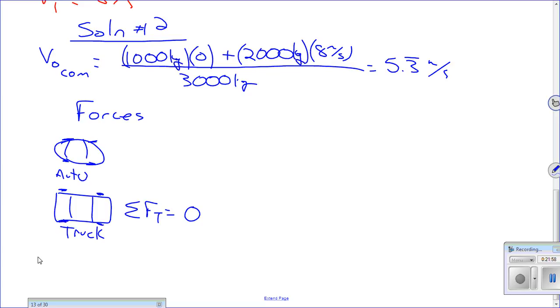Okay. So, how about the net force on the auto? Be mass times acceleration, right? So the mass of the auto was 1,000 kilograms. The acceleration of the auto was 4 meters a second squared, so we got 4,000 newtons.